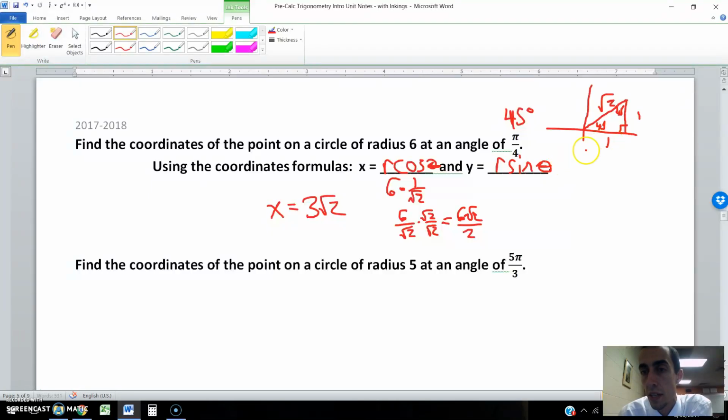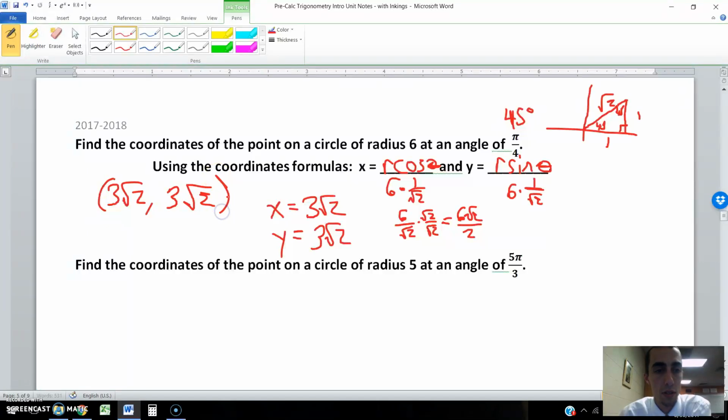Sine is the same thing. Now notice that the sine is y over r. y over r is 1 over root 2, just like it was for the cosine. So it's going to simplify in the same way. y will also be 3 root 2. So writing them as coordinates, we have 3 root 2, comma, 3 root 2.